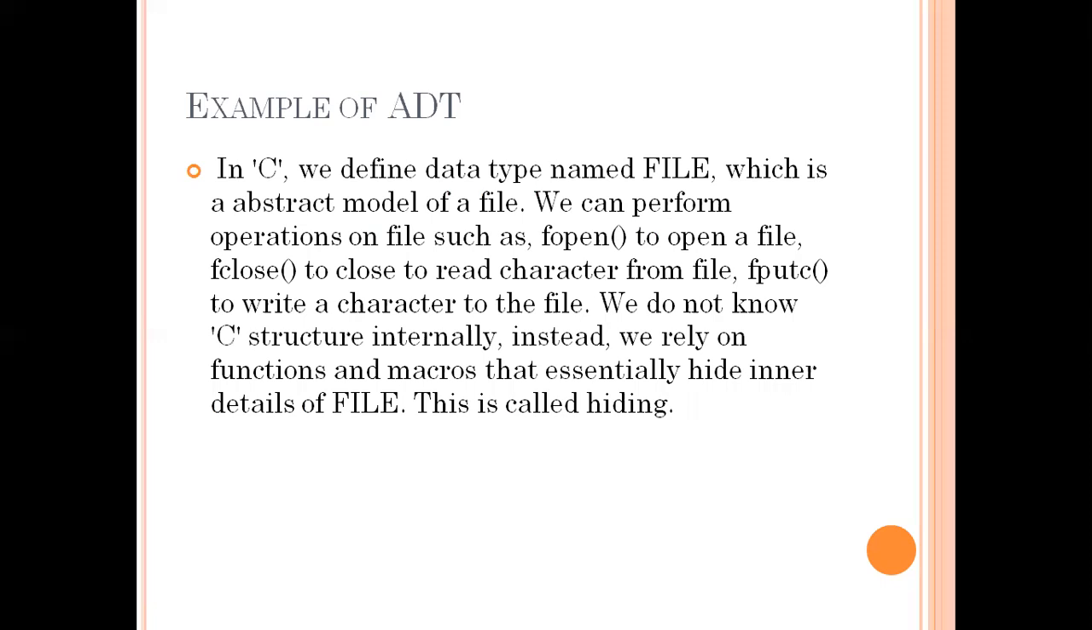So this is the example of the ADT. In C, we define the data type named file, which is an abstract model of a file. We can perform operations on files such as fopen to open a file, fclose to close a file, then fread to read a character from a file, fputc to write a character to the file. We do not know the C structure internally. Instead, we rely on functions and macros that essentially hide inner details of the file. This is called hiding. Okay, so this is the example of ADT.